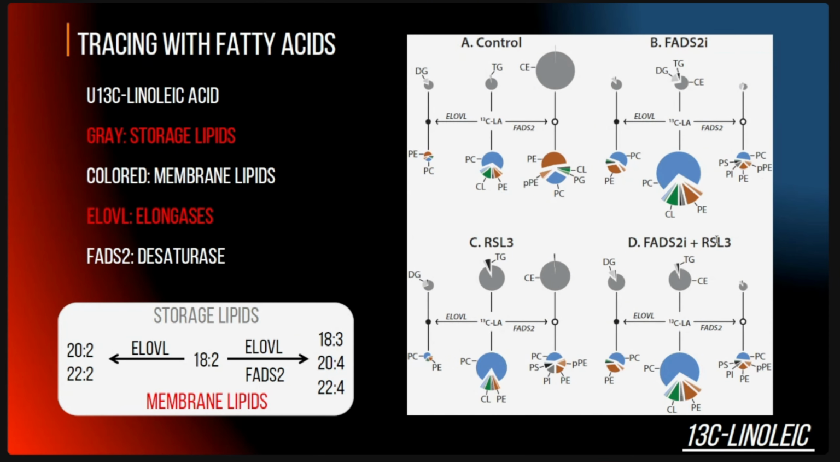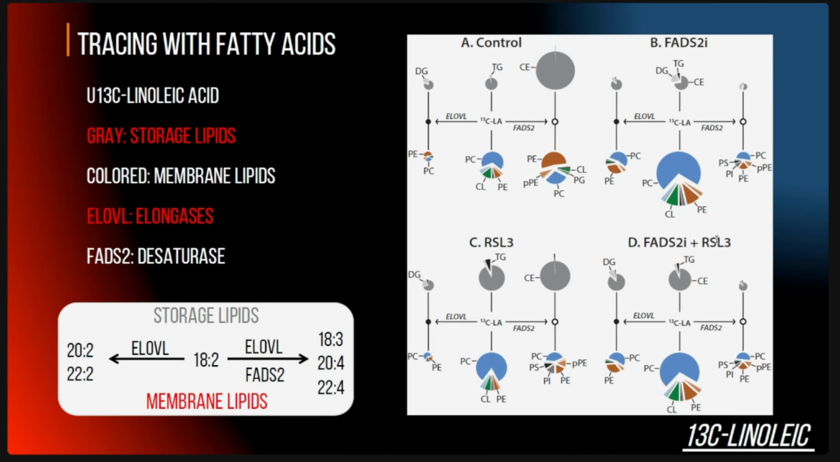And then when you use the fatty acid desaturase inhibitor, you get the same thing as when inducing ferroptosis, but the pool of PUFAs in phospholipids gets really low because you're inhibiting this pathway here, and everything gets accumulated here as it is. The 13C linoleic acid is in membrane lipids and very few storage lipids. But then when you use these two combined, you have a picture that is more similar to this situation here.